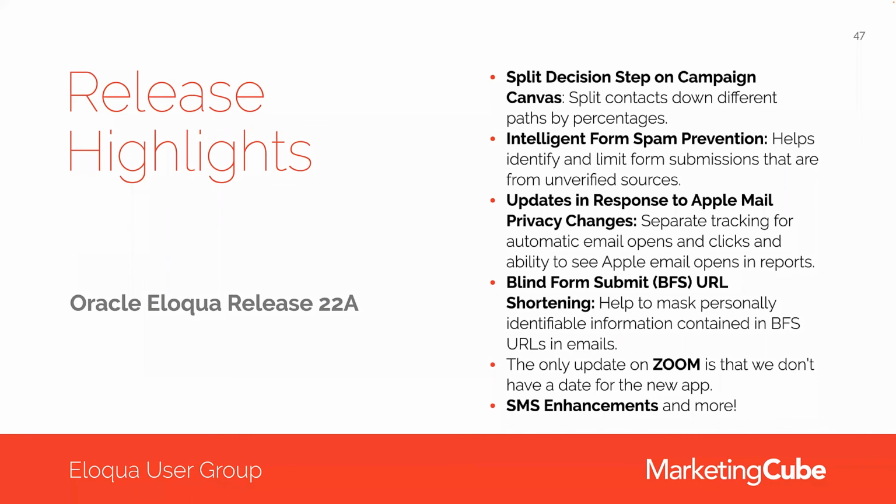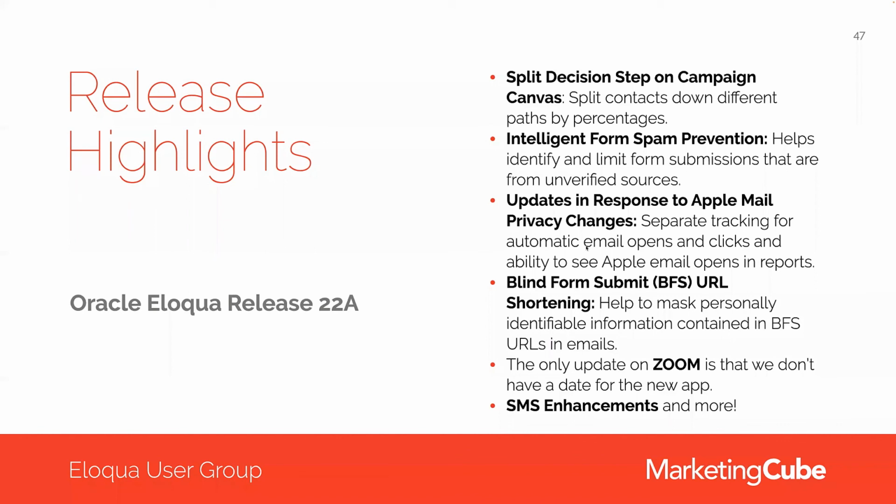The other one is the intelligent form spam prevention, and you may have seen this previously. I'll jump in here very quickly and show you. There is also updates around the Apple Mail privacy changes, which is giving you more effective insight reporting. This will be expanded on in more detail in our important update subscription, which will go out this week or next week for everybody.